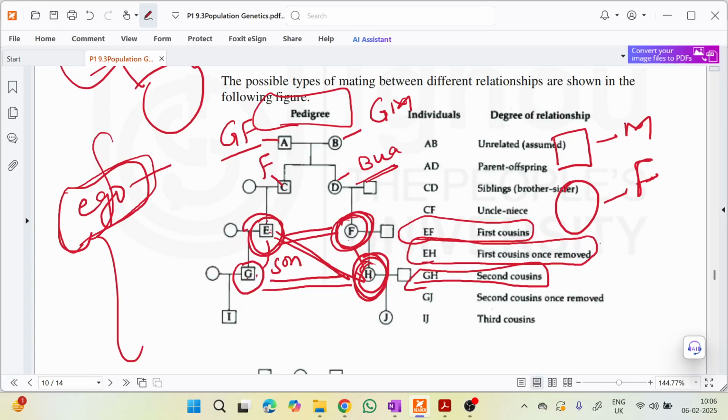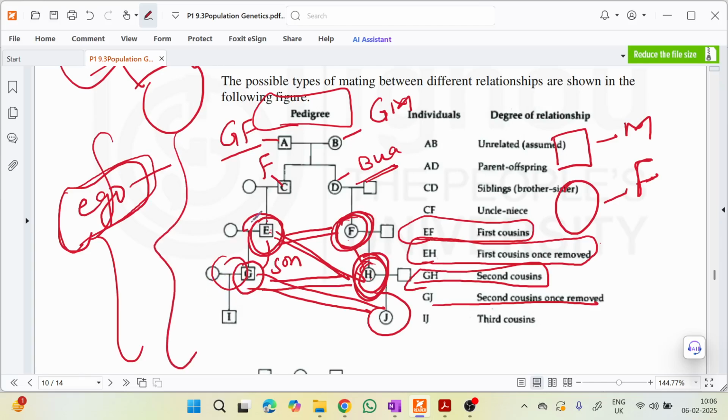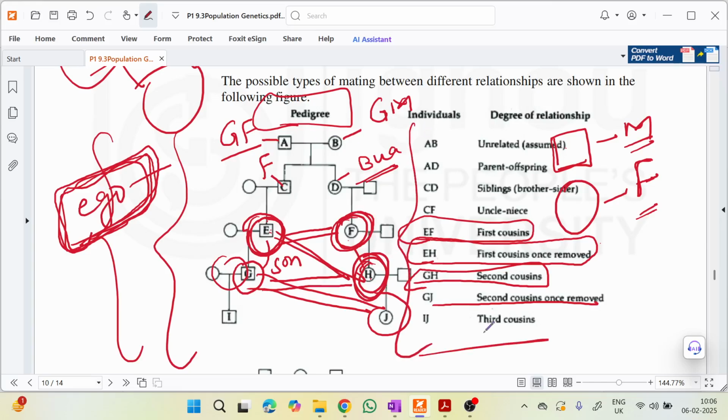In the same way, a diagonal relationship between the son of G and the daughter of H will be known as second cousin once removed. And this is how a pedigree chart is read. You can take any person. All you need to do is remember that this stands for male, this stands for female. You need to make a person the ego from which you trace all the relationships, and this is how the pedigree chart is read.